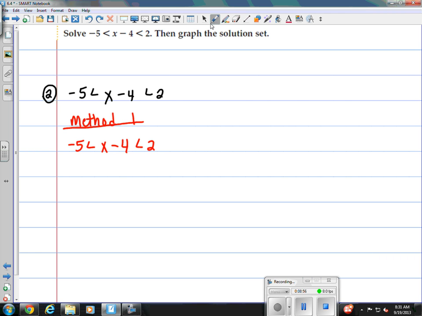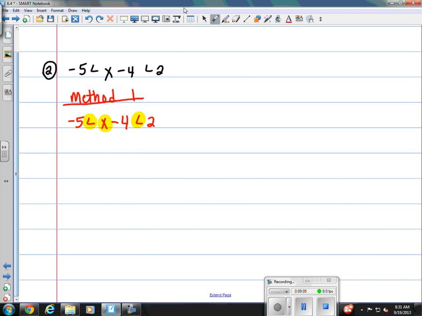So we look, the very first thing we need to see is that our variable is in between our inequality symbols. If our variable is in between, it wants everything in between, so I'm going to go ahead and say it's an AND inequality. Then we're going to have to break it apart into two. I'm going to take the whole first part and the whole middle. So -5 is less than x minus 4. And now we're going to take the whole middle again and our second inequality symbol. x minus 4 is less than 2.